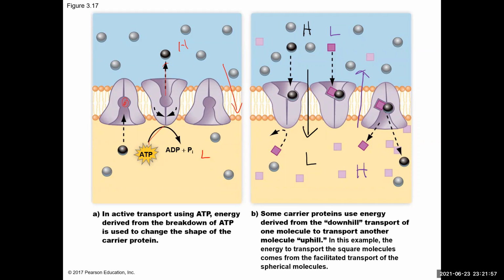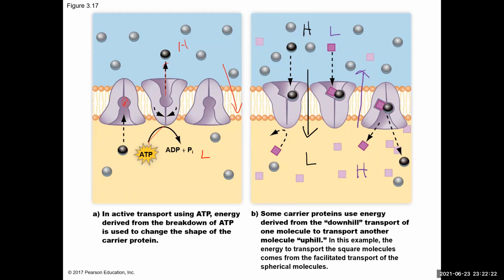And that passive movement is a form of movement that's generating energy, right? Because it's moving, right? That's kinetic energy. And it can bring that square molecule into the cell without having to spend the ATP. It's basically piggybacking on the sphere.